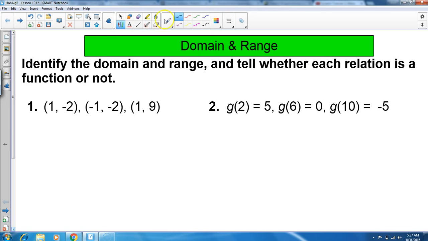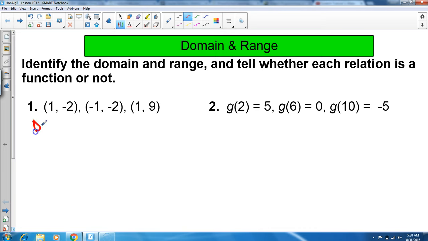Alright guys, this is lesson 103, and in lesson 103 we're going to start with a little bit of review and give you some different notation that maybe you haven't seen before. Hopefully you have, make it a little bit easier. But first and foremost, we want to start by identifying domain and range and telling whether something is a function or not. So for number one, we've got this nice easy list of ordered pairs here.